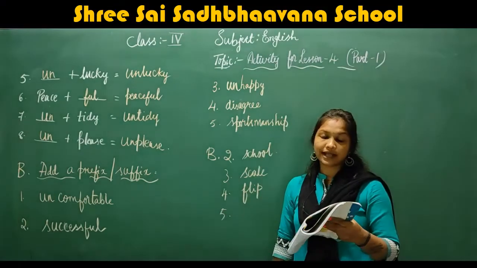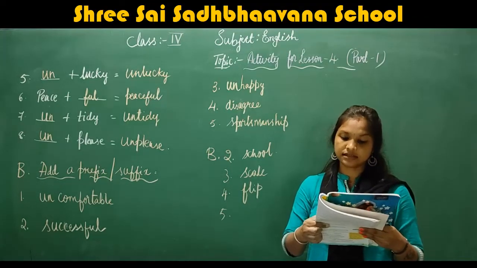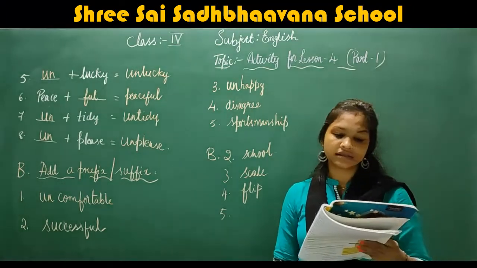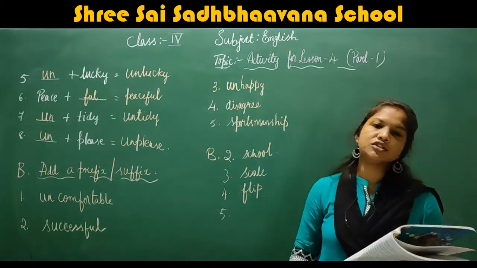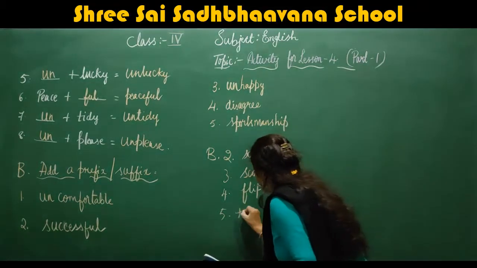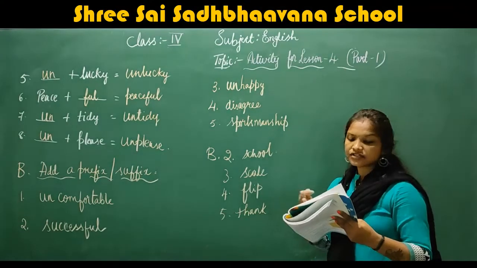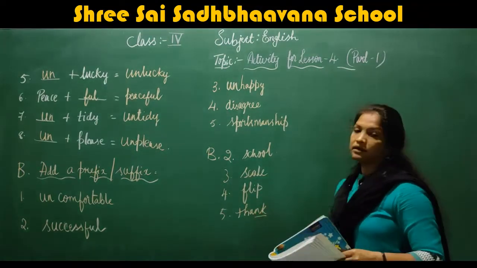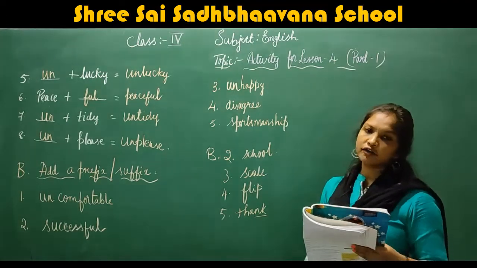Fifth, the last one: attack, knock, tank, tick, black. Attack, k. Knock, tank, tick, black. Which word is the odd word? Tank is the odd word. The rest of the words end with the k sound. Tank has an n, k sound. So tank is the odd word.